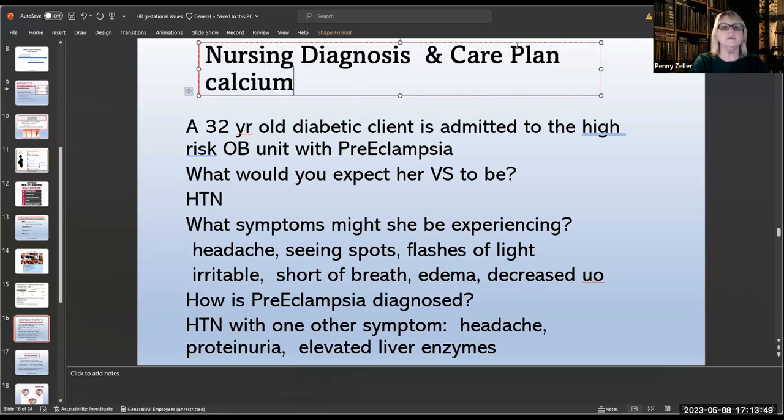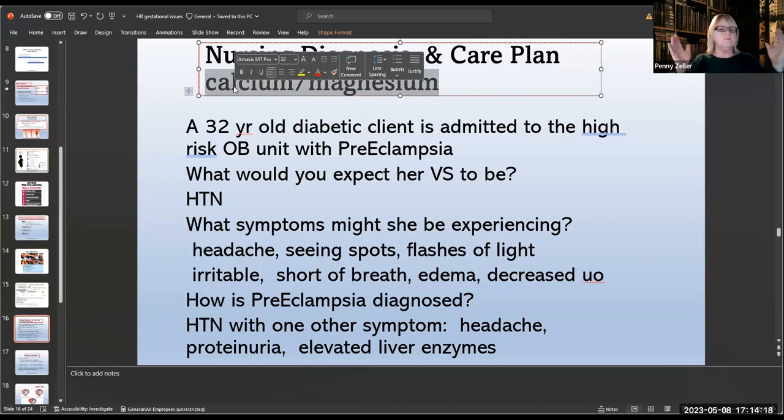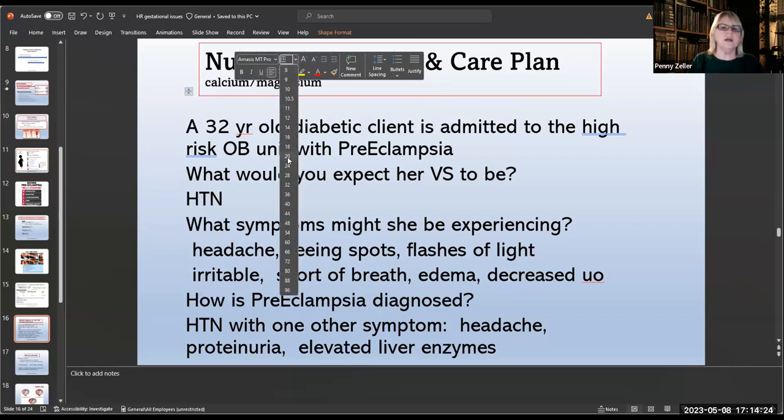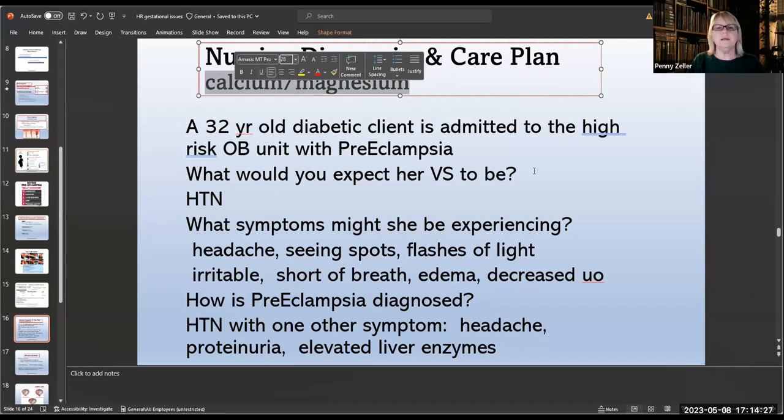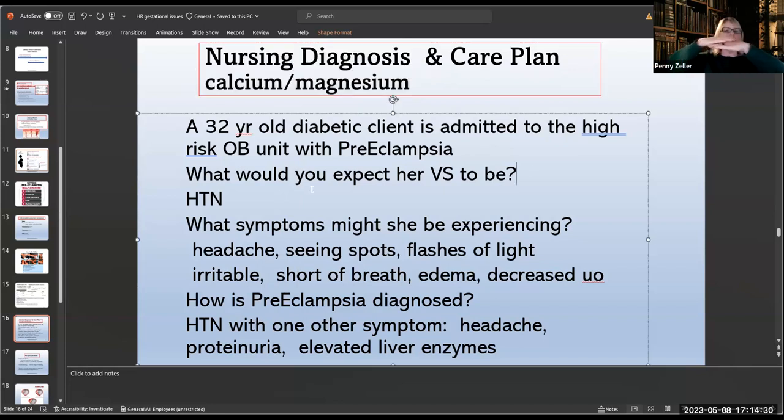Calcium and magnesium, they have an indirect relationship. The higher the calcium, the lower the magnesium level, okay? If we increase the magnesium level in her blood and in her brain, it reduces calcium levels and it reduces central nervous system activity. So doing the magnesium helps increase the threshold for seizures. In other words, she's not going to have a seizure as readily if we give her magnesium. Okay, they have an indirect relationship.